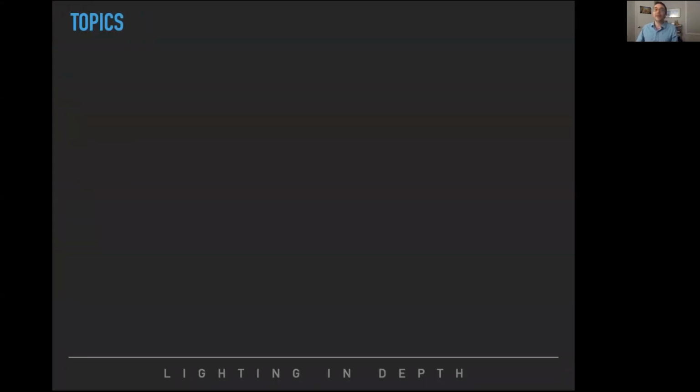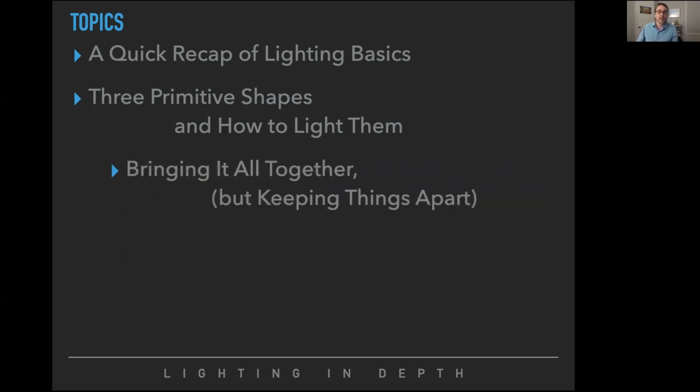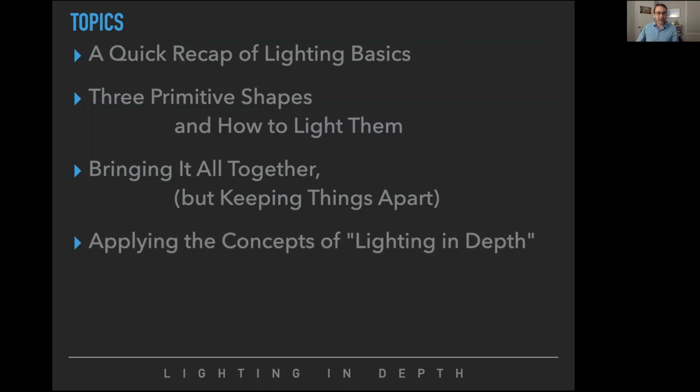So, breaking it down, tonight we will be looking at a quick recap of my previous presentation. We'll have a look at three primitive shapes with demonstrations on how light interacts with them, and I've included some real-world examples. We will bring those shapes together into one scene, and we'll look at how we can use light and shadow to keep our subjects separated. And then we'll wrap it all up, applying what we've learned by lighting a live person.